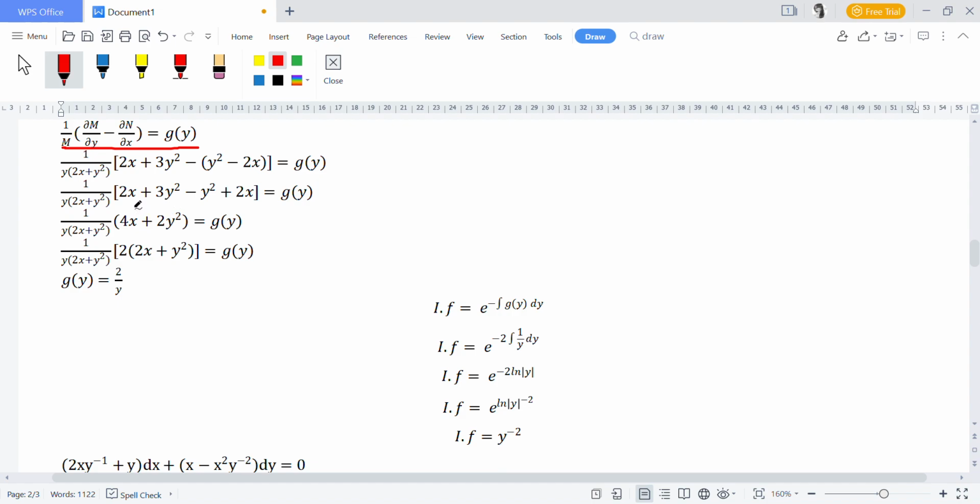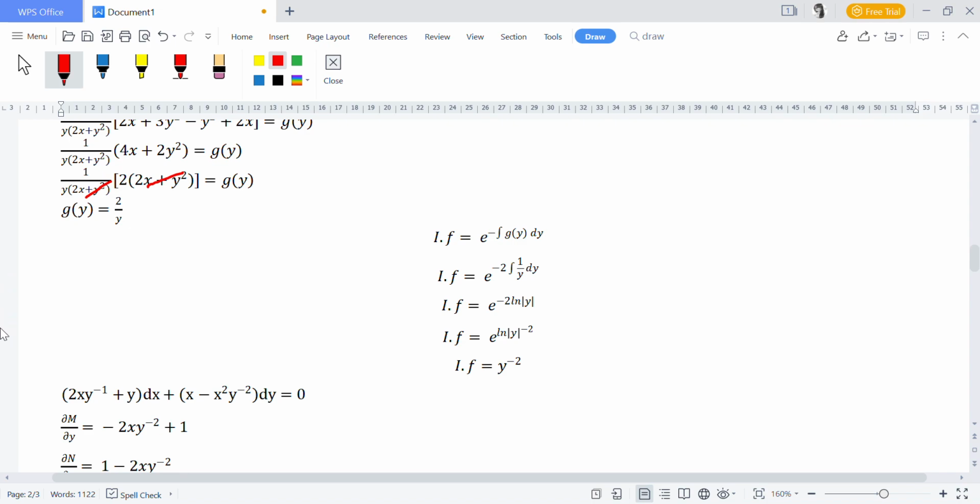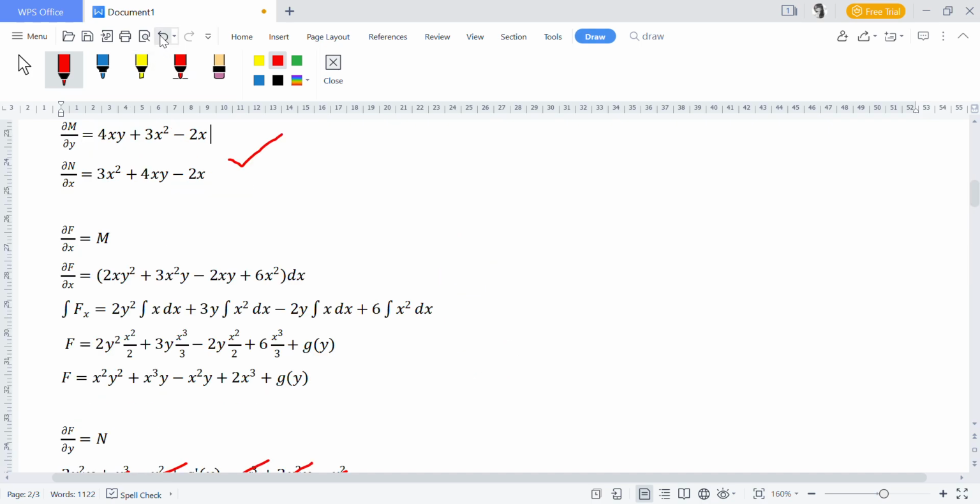Now, combine like terms, we will now have 2x plus 2x is equal to 4x, then 3y squared minus y squared is positive 2y squared. So, let's simplify this so we can have 2 times 2x plus y squared. So, since this one and this one are the same, we're just going to cancel that out. So, all that remains is 2 over y, or this is the value of our g of y.